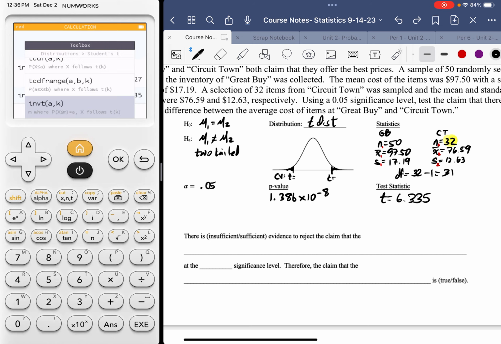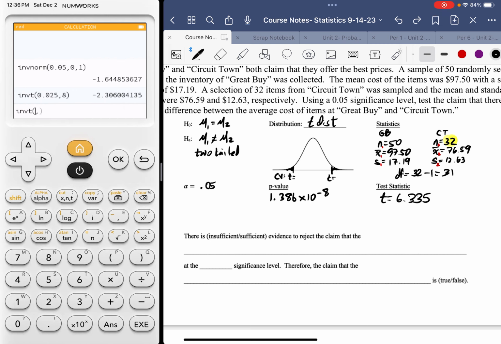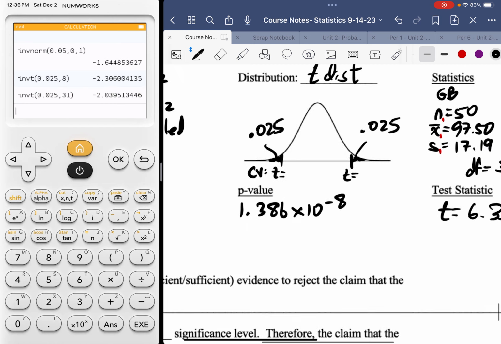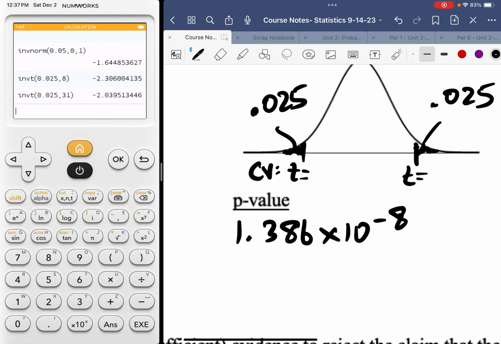So we go to our home screen, we go to, again, probability, distributions, students t, and then we want inverse t. That 0.05 gets split evenly between the two sides. So 0.025 with 31 degrees of freedom. And I have my cutoff value of negative 2.0395.